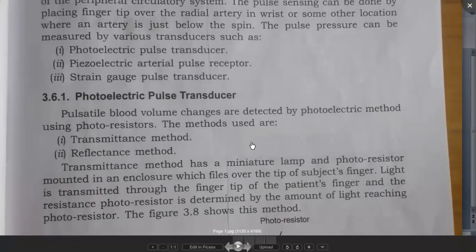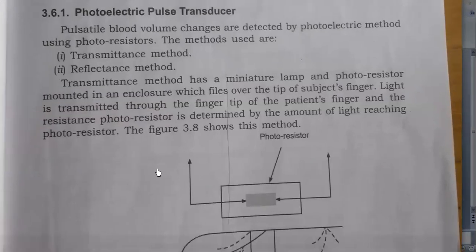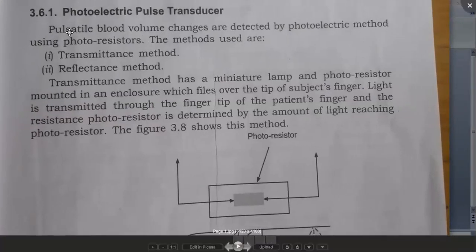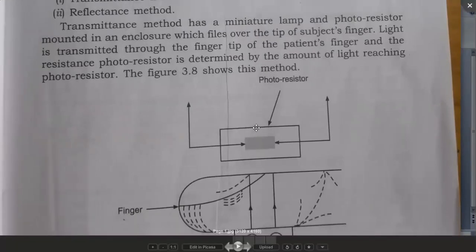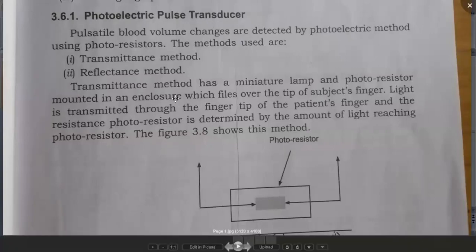Coming to the first one, the photoelectric pulse transducer. Here pulsatile blood volume changes are detected by a photoelectric method using photoresistors. We have already studied the photoresistor as a light sensor. When light falls on the resistor, its resistance changes according to the light intensity. Based upon that, we are measuring; this is the principle used here.